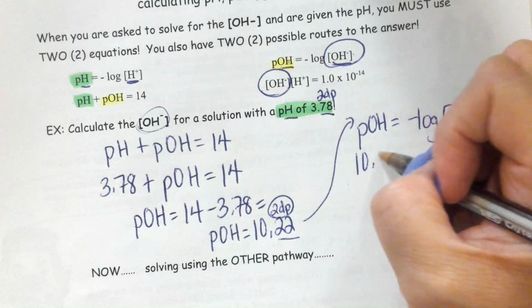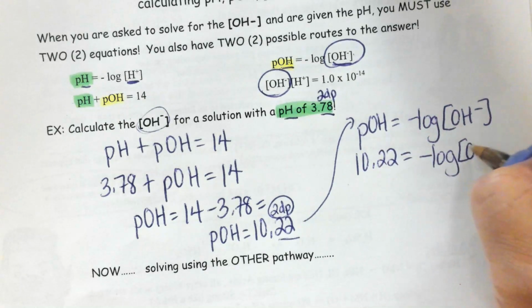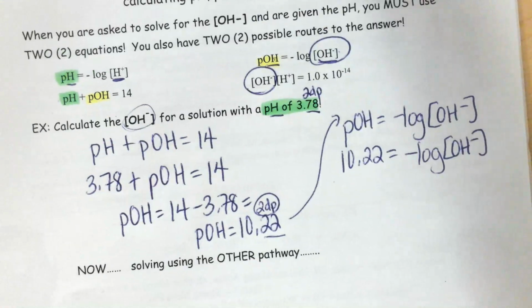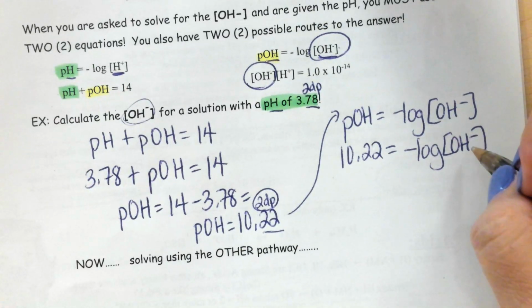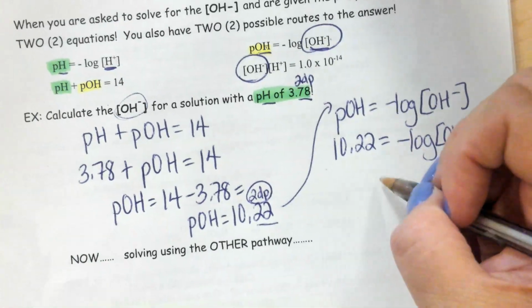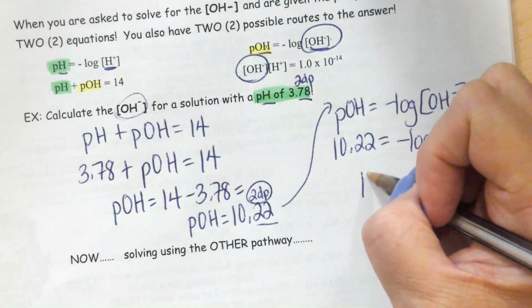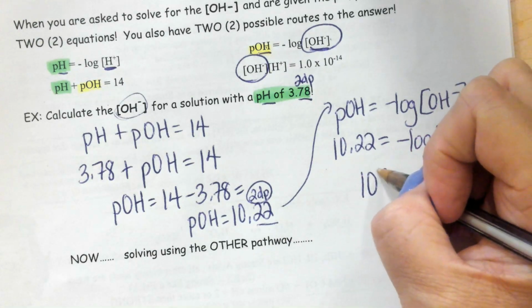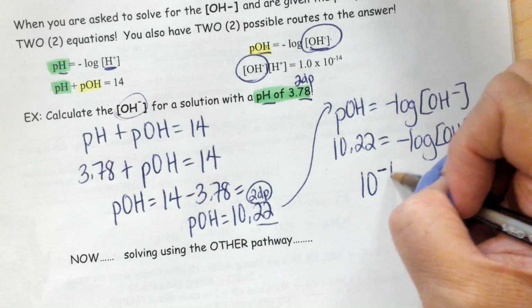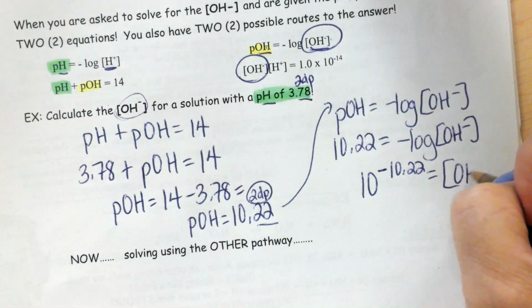So 10.22, plugged into the front here, is negative log of the concentration of hydroxide ion. When you are solving for concentration, you have to undo the log and the negative. It's not just plug it in my calculator. So that means 10 to the x, which is negative, though. We always bring that negative first, 10.22, whatever that x is. And that will give me my hydroxide.